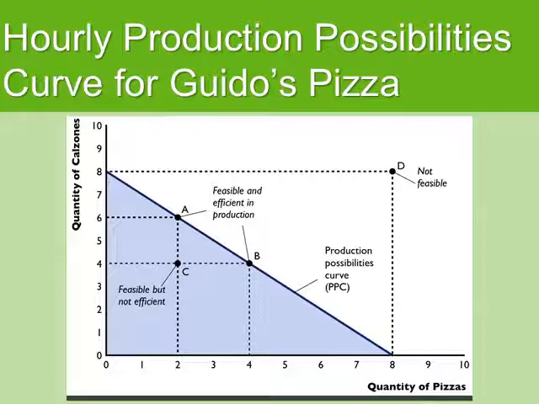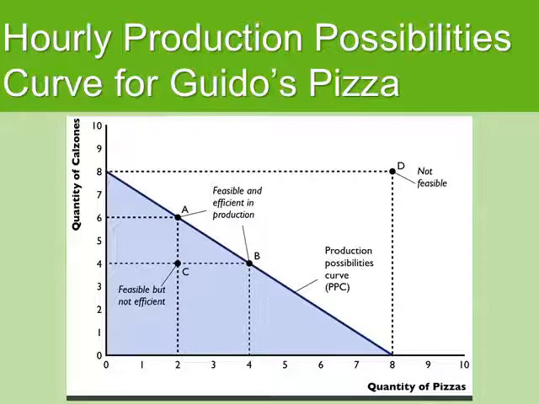Now, could they produce 4 calzones and 2 pizzas like at point C? Sure. This does not exceed their production possibilities. But if they're producing at point C, some resources would not be used. This is considered inefficient. And what would this do to Guido's profits if it had a full restaurant? Inefficiency is considered bad in economics.